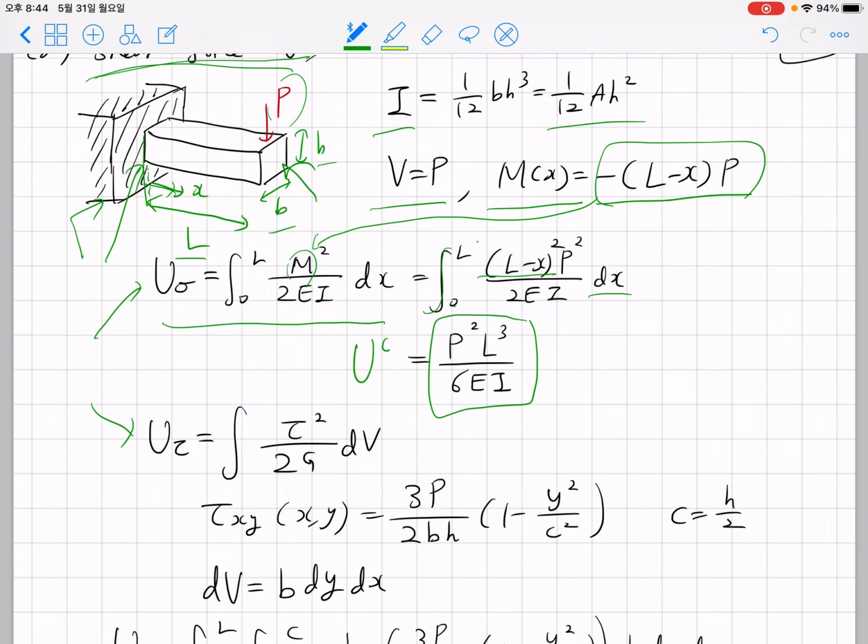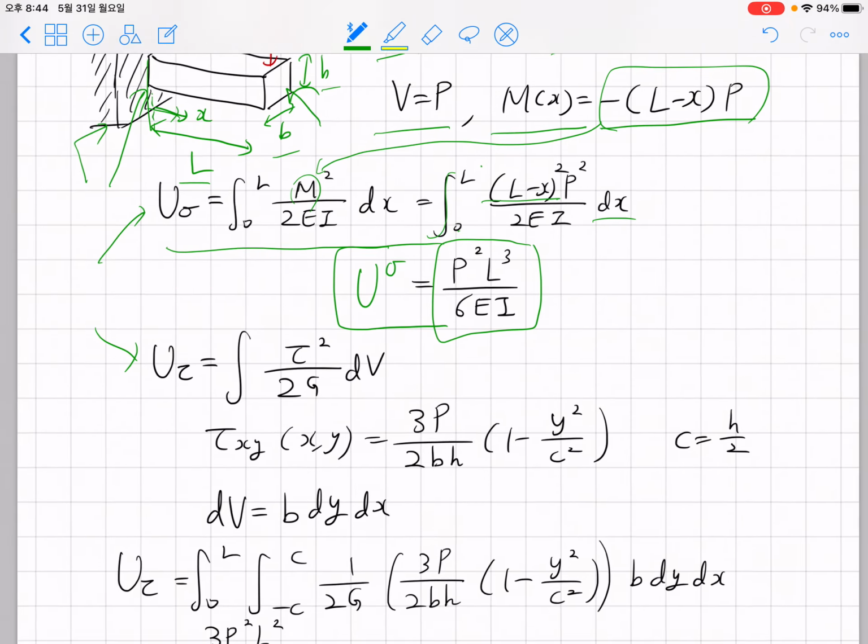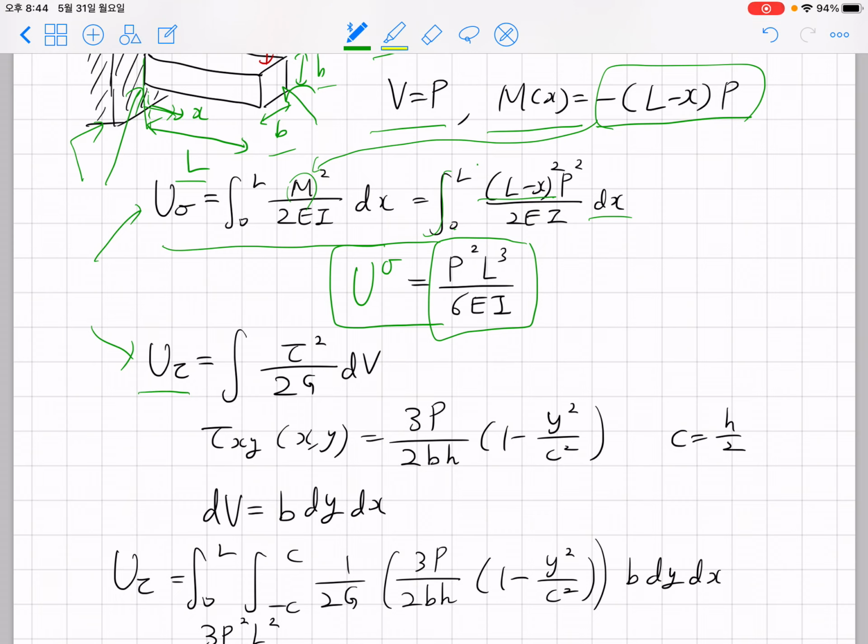That's the strain energy from normal stress. Now let's try to obtain the strain energy from shear stress. Here you need the expression for shear stress, and we obtained the analytic expression for shear stress many weeks ago. So if you plug in the expression, it becomes 3P over 2bh, multiplied by 1 minus y square over c square.